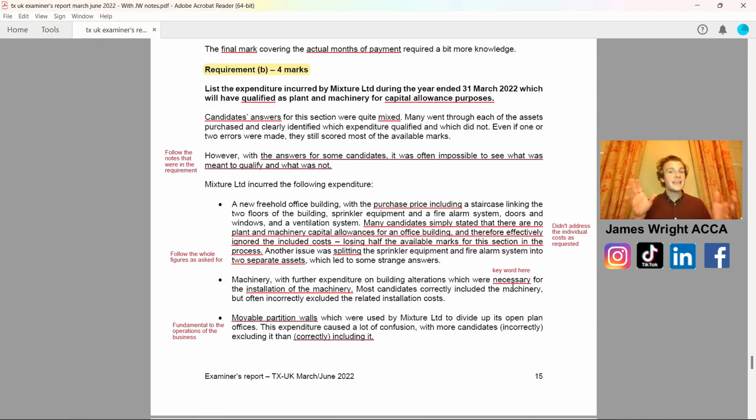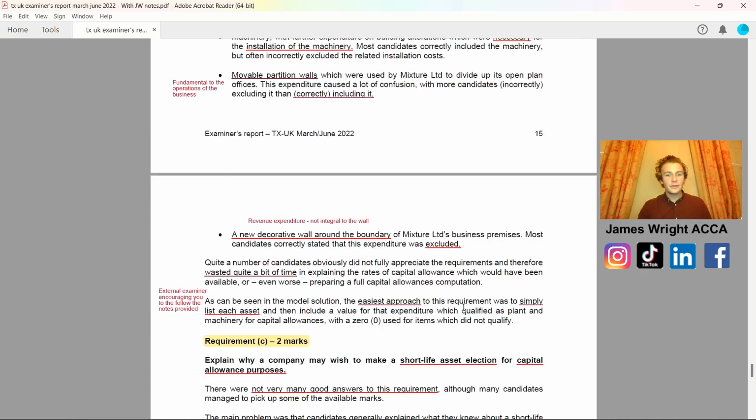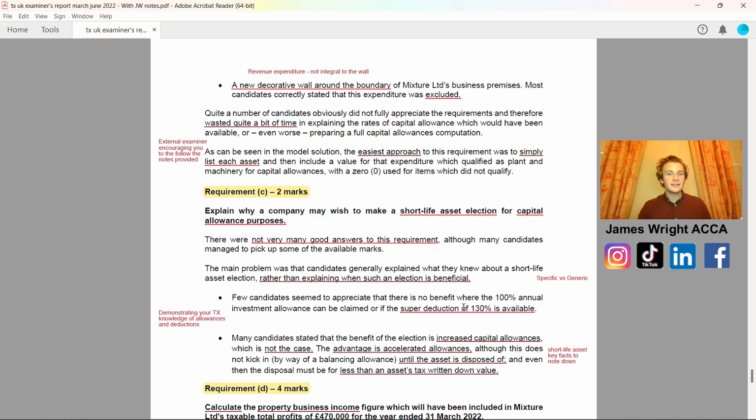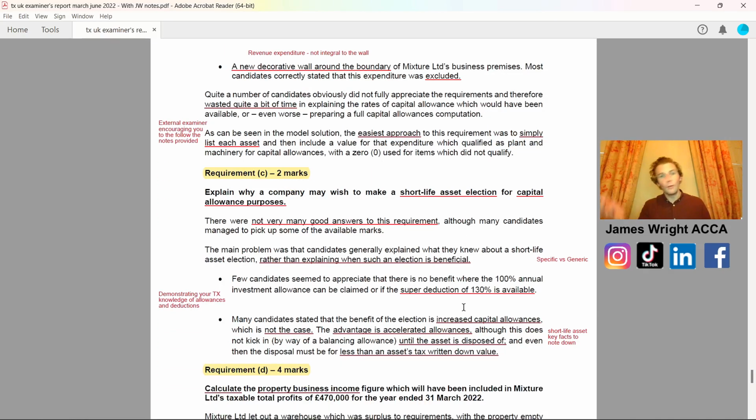Remember, section C is marked by an actual individual, so I always tell my students, try to base your answer as if you were marking it yourself. That will really help you out, and that took you through as to whether we should capitalise it or not. Again, we had some walls on there, a new decorative wall around the boundary. That was actually revenue expenditure.